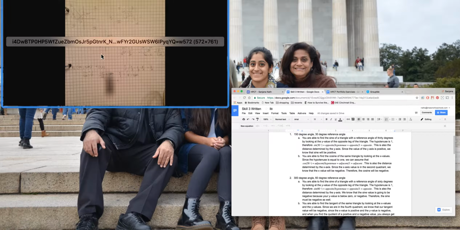And if you look at these calculations, obviously we know how a 30, 60, 90 triangle works. So if the hypotenuse is 1, then this opposite side is going to be 1/2 because this is a 30-degree angle. So we know that the sine of that is going to be positive 1/2.